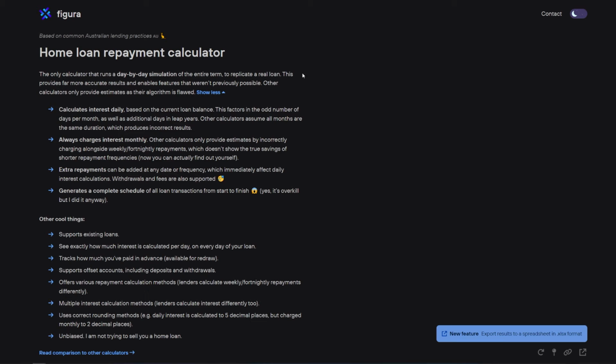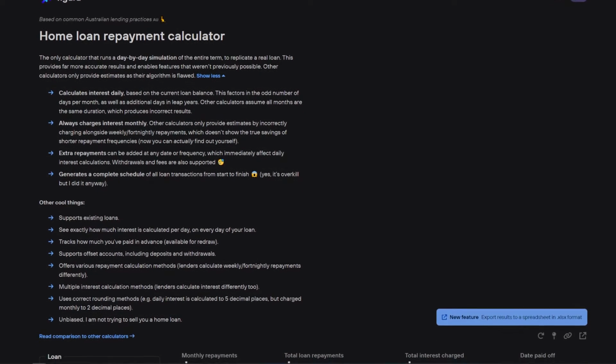Enter the home loan repayment calculator, the only calculator that runs a day-by-day simulation on the entire term to replicate a real loan. So that means it should calculate interest daily, charge interest monthly, allow for extra repayments and offset accounts. Oh, look, it does all of those things. We're off to a good start.